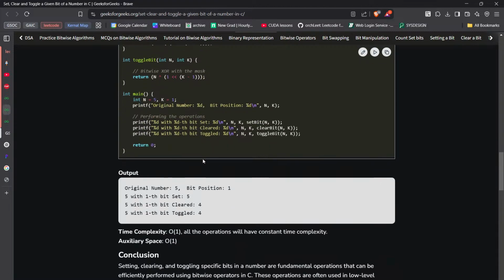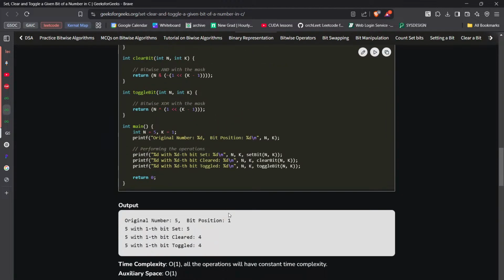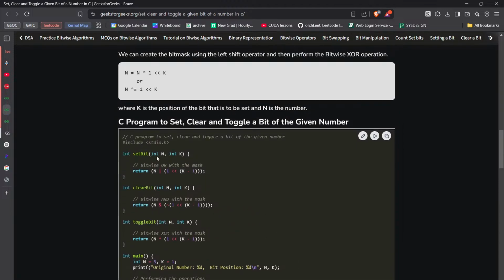What's the mask here? Original number is 5, bit position 1. So 5 is written as 101, bit position is 1, so 100 and 101. 5 with the ith bit set is 5, yeah. 5 with the ith bit cleared is 4, 100, and then 5 with the ith bit toggled is 4. So first what I am doing is just setting the ith bit, bitwise OR with the mask. Return n, 101 OR 1 shifted to the left.